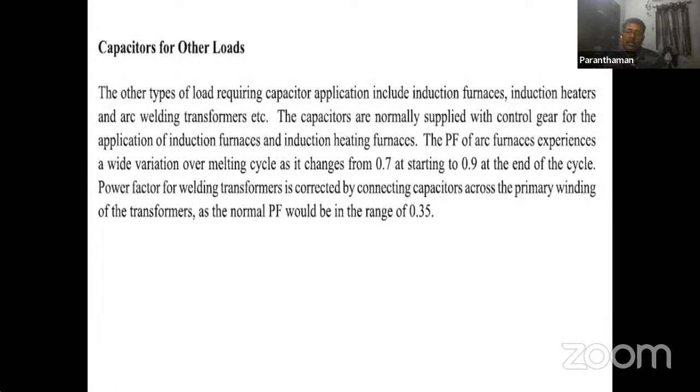Capacitors for other loads. Induction furnaces, induction heaters, arc welding transformers: all these have much variation in the load. The power factor of an arc experiences wide variation, from 0.7 to 0.9. Power factor for a welding transformer is corrected. A normal power factor would be in the range of 0.3 to 0.35, which is very, very poor, sir.